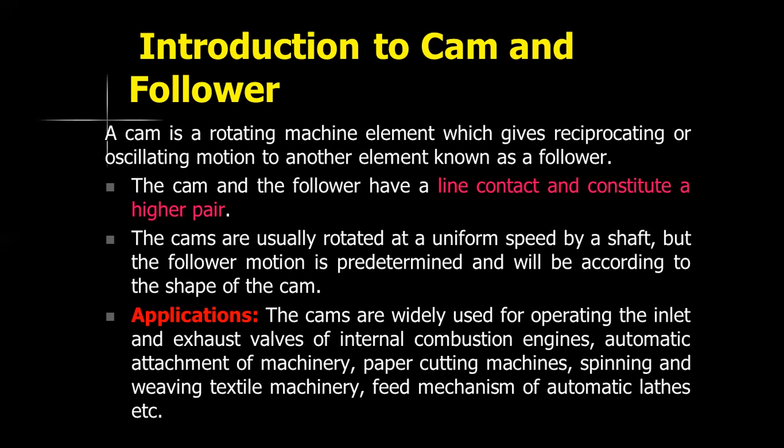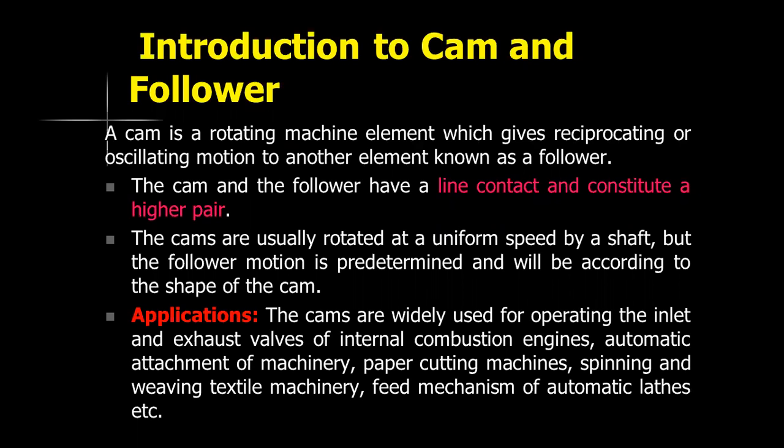The cams are usually rotated at a uniform velocity by a shaft, but the follower motion is predetermined and will be according to the shape of the cam. By changing the shape of the cam, we can alter the motion. I will give some examples in the coming slides.